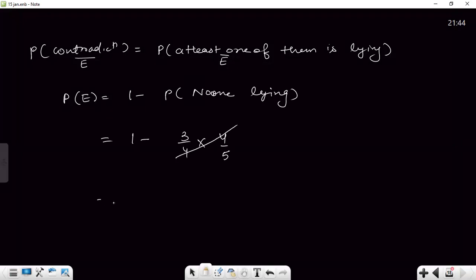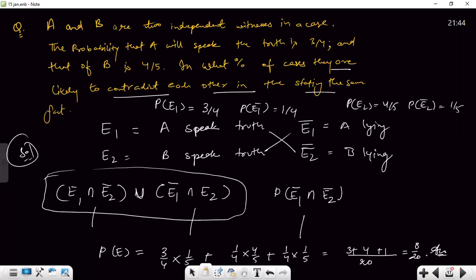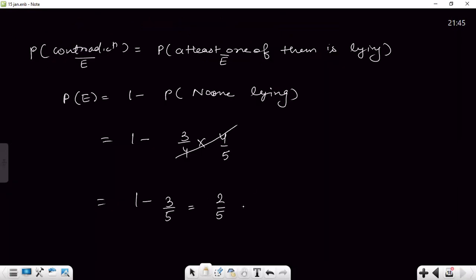4 cancels 4. 1 minus 3 by 5 comes out as 2 by 5, which is definitely not matching with our answer if I check. 8 by 20 is 4 into 2, 4 into 5. Yes, it is matching with our answer. So our answer can also be found in this way.